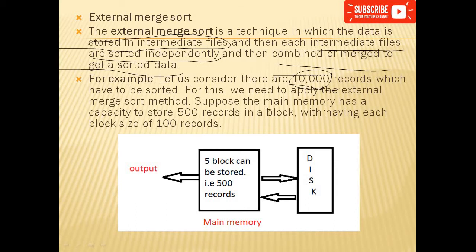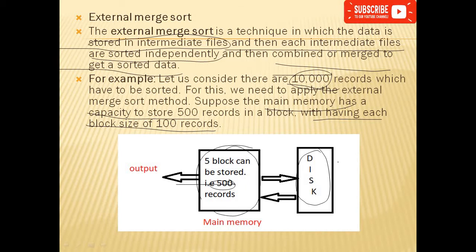Suppose the main memory has the capacity to store 500 records. Actually I have 10,000, but it has the capacity to store 500 records in a block. Then each block may have 100 records. So 5 blocks can store 500 records. So on disk it will be divided into a number of blocks, and each block will have this memory.